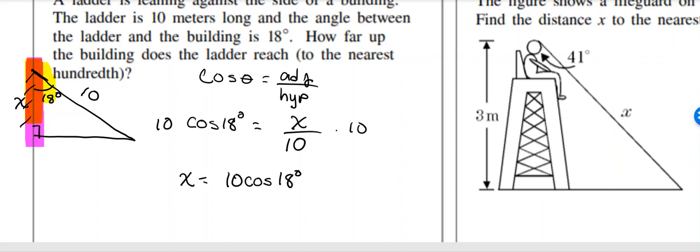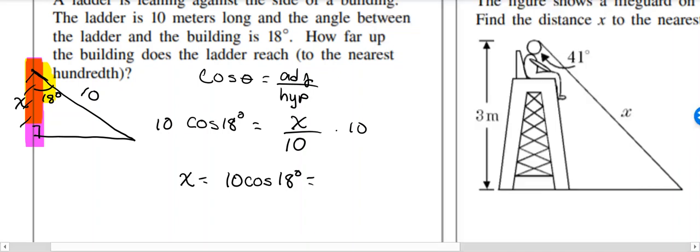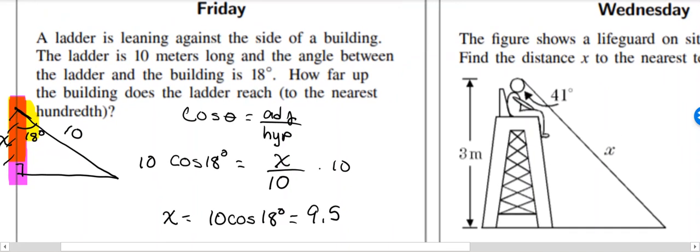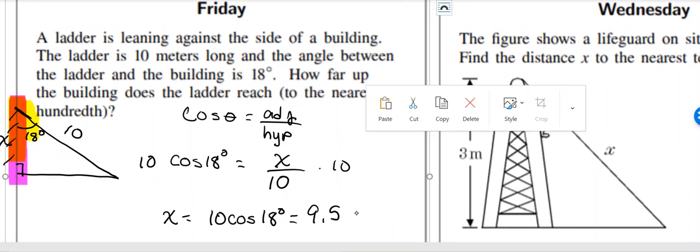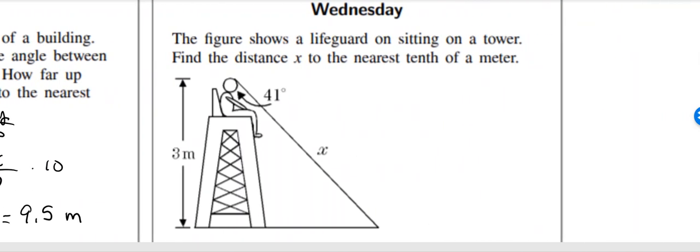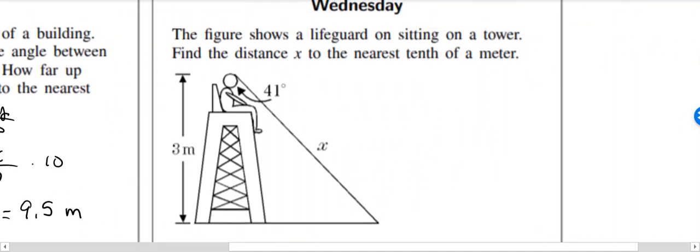And then I go to my handy dandy calculator. I know I'm in degrees, so I do 10 cosine 18. And I get 9.5. Again, what units was I using? Meters. So I get 9.5 meters. Okay? All right, let's do one more, and then you can watch the second video and then practice.